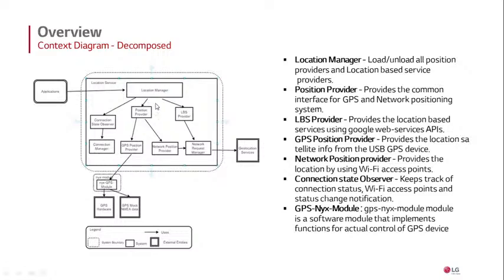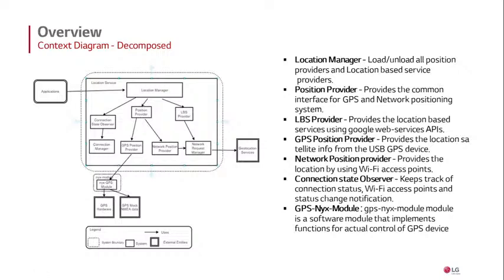Based on that, this will reply back to the position provider to get the information to the location service. Now, this is one part of the location service, and another part of the location service is the connection state observer, which will talk to the connection manager. This is mainly responsible for keeping track of the connection status, Wi-Fi access point, and the status change notification. All this information would come to the connection manager, and the connection manager would indicate to the location service.